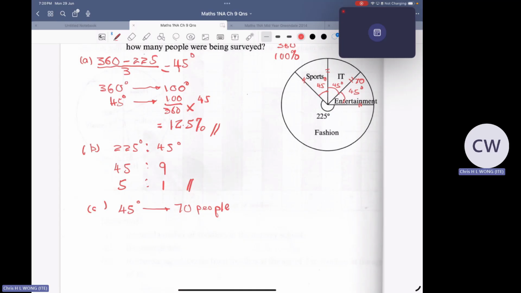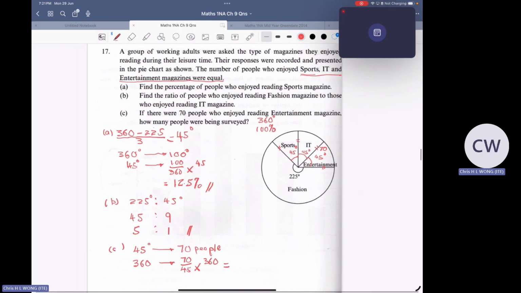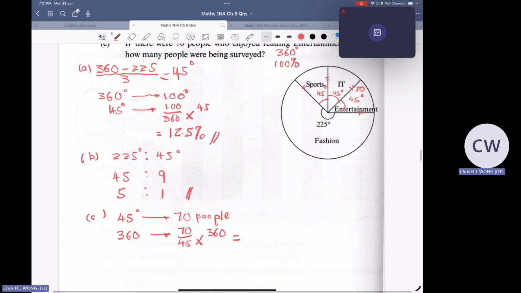So 360 will give you 70 divided by 45 times 360 degrees equals to, is it students or people? Adults, right? Adults, yeah, so people. So 70, let me check. 70 divided by 45 times 360 will give you 560 people. 560 people.